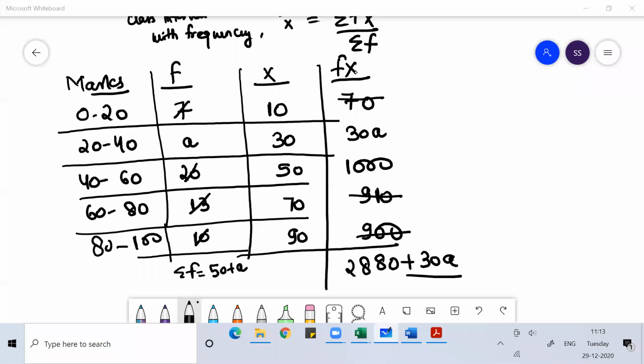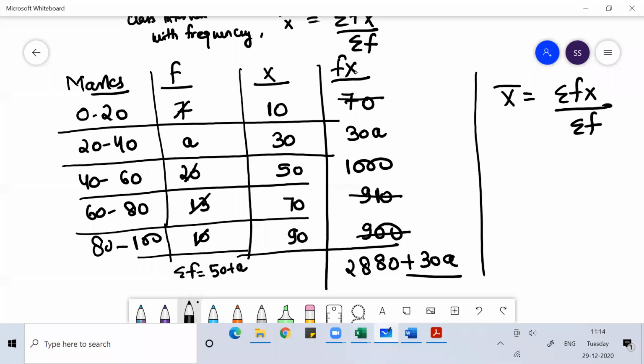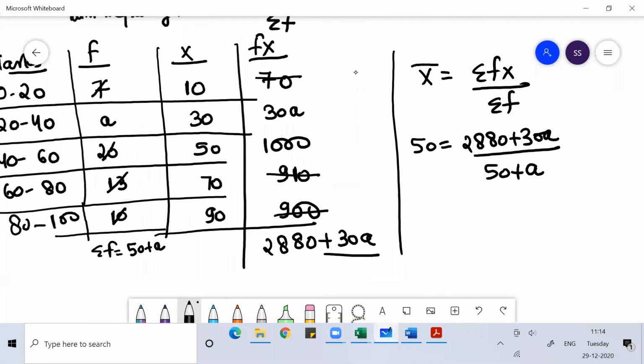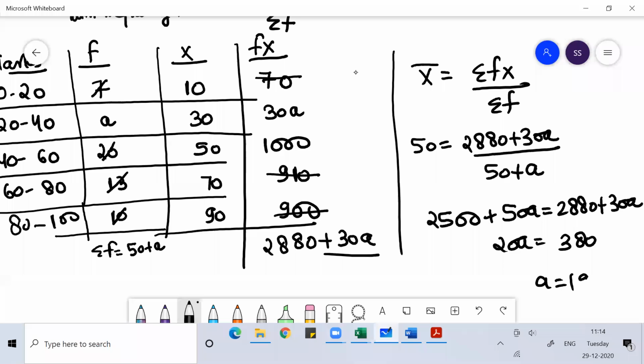Now once you get the sum of fx, you can use the mean formula: sum of fx divided by sum of f. The mean given to you is 50. So 50 is equal to 2880 plus 30a divided by the sum of f, which is 50 plus a. If you cross multiply, you will get 2500 plus 50a is equal to 2880 plus 30a. So 20a is equal to 380, so the a value is 19. That is the answer.